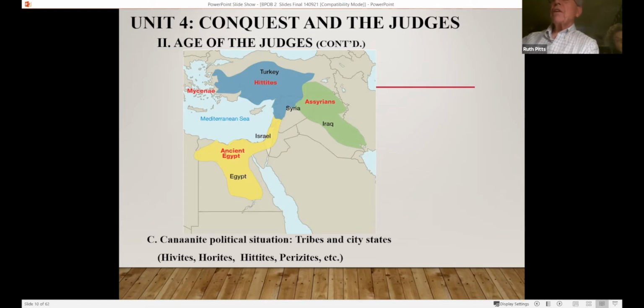So Israel is often likened to a political football. They just go back and forth. Sometimes they're ruled by the Egyptians, sometimes by somebody from Mesopotamia, these countries between the two rivers. So the Canaanite political situation in all of this is what we call a city-state.